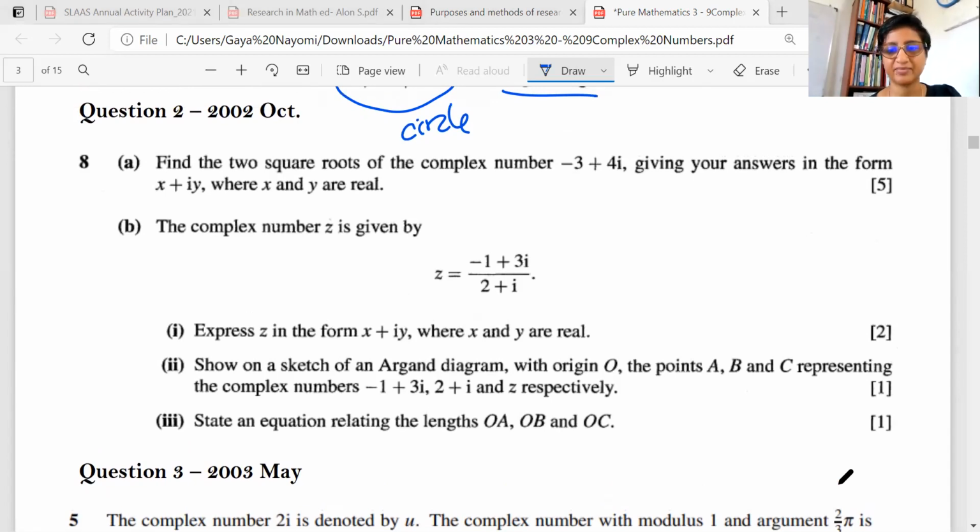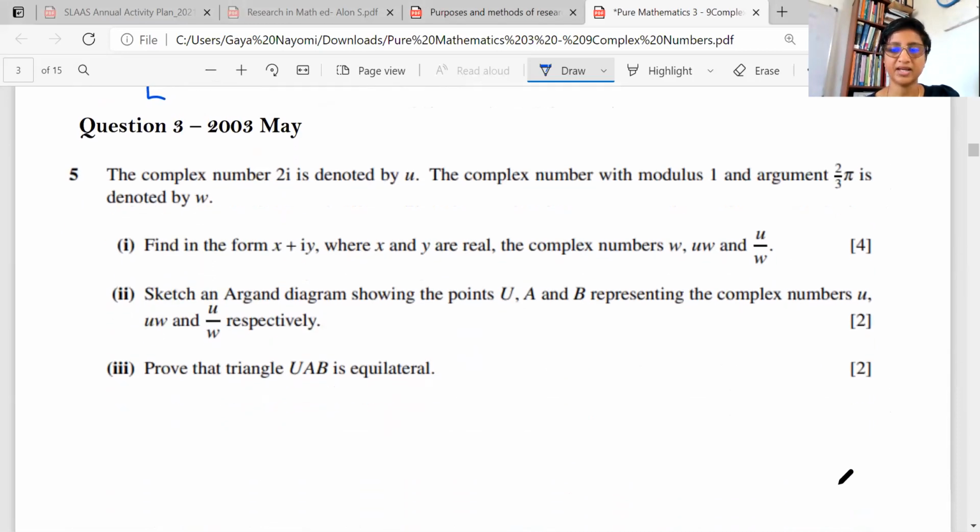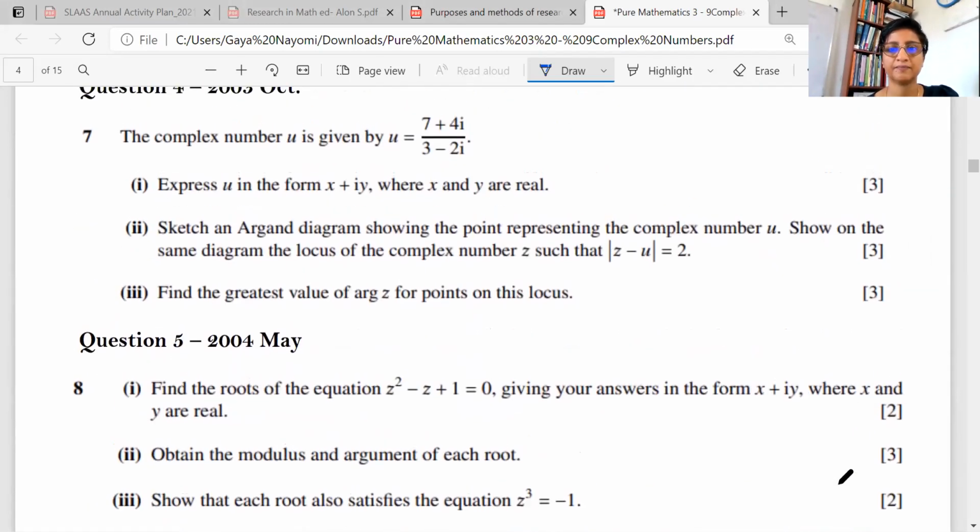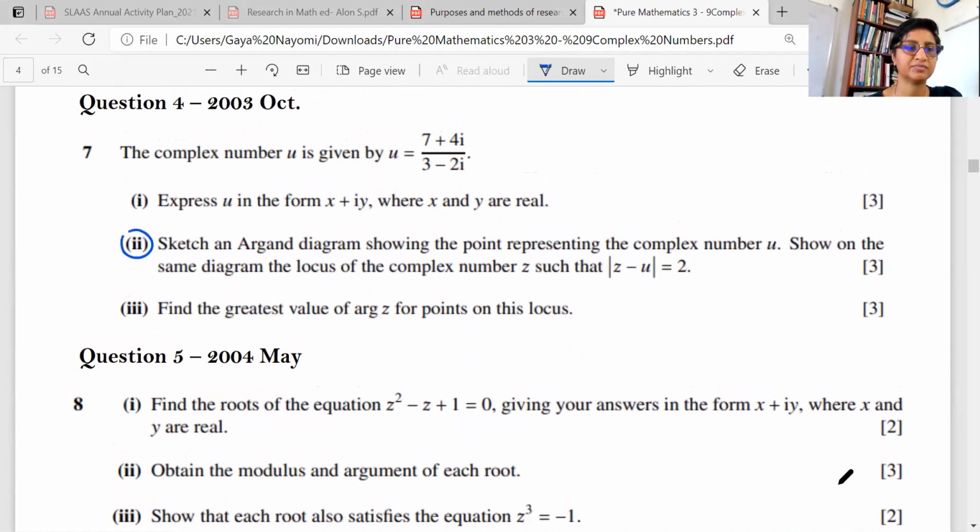Show on a sketch of an Argand diagram with origin O, the points A, B, C, representing the complex numbers, this, and Z respectively. So it's not to shade a region satisfying a condition, but just to sketch these points, and then state an equation relating the lengths OA, OB, and OC. Just 1 mark. You can try that later. It's not exactly the type that we are doing, but it's some drawing to do, right? But I will leave that. Now here you go. This one. Shall we do these two?